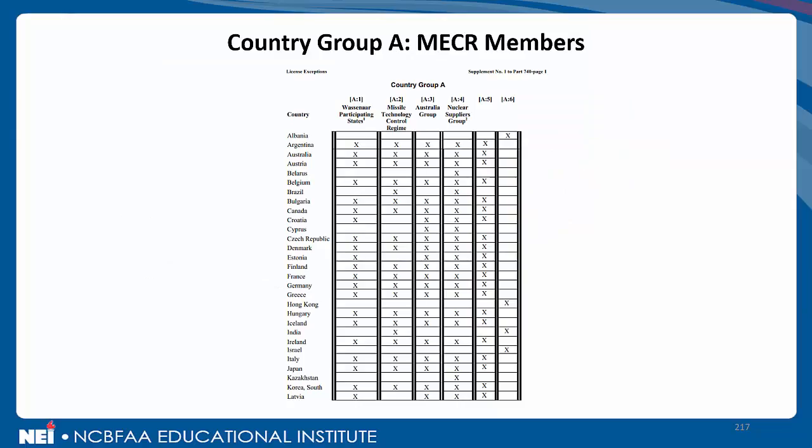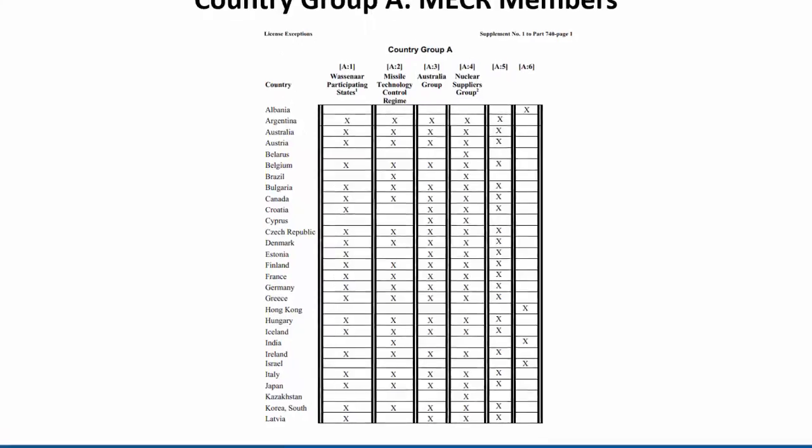So country group A, and this is a memory refresher here, MECR members. This takes us back to ITAR. Hopefully you remember what that acronym stands for. I'll give you a second to think about it. Well, hopefully you recall that MECR stands for Multilateral Export Control Regimes. These are agreements that we've entered into with other countries that we respect and support each other from an export control perspective. So let's look a little deeper.